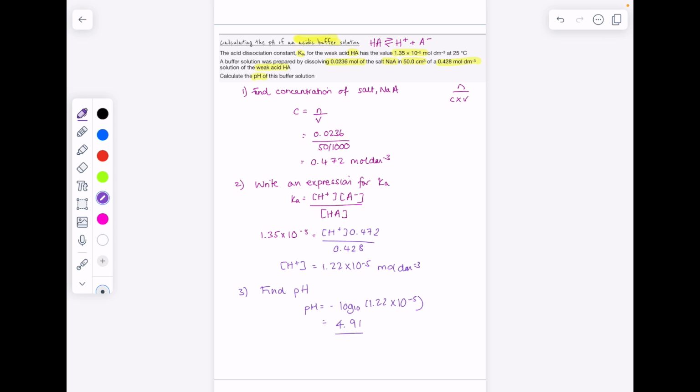So to recap, we found the concentration of our salt. We then wrote our expression for Ka. Because that salt completely dissociates, it means that our concentration of A⁻ was exactly the same. Now, one thing I do want to point out is you cannot write this formula here, which you will have seen previously. The reason is that the concentration of H+ ions by definition does not equal the concentration of A⁻ ions in a buffer solution. And then by solving to find our concentration of H+ ions, it enabled us to find the pH.